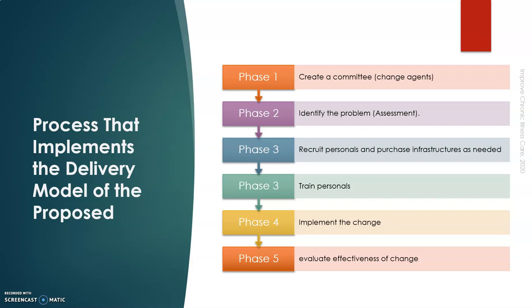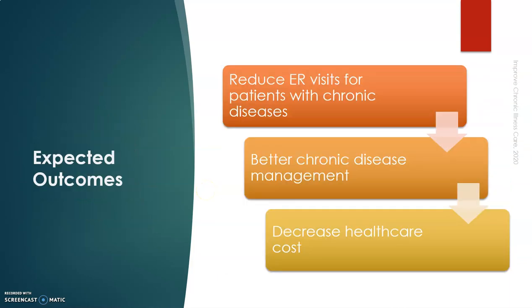So do further investigation. Then also recruit personnel and purchase infrastructure that can help with the transition of this delivery plan of care. Train personnel, because now you're having a system set up and they need to know the system. Then implement the change, and then you want to go back and look at how effective this change is. So again, these are just steps in how you implement the delivery model that you have decided to choose.